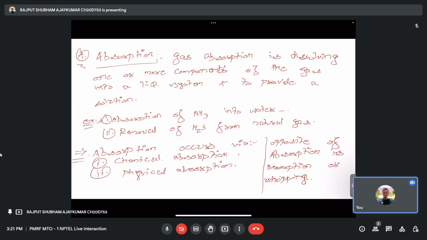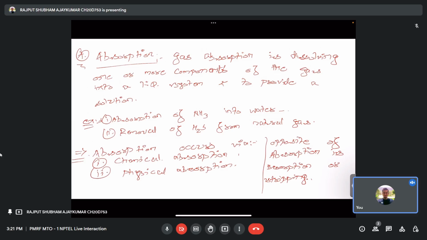And for the multi-components also, the same thing has been derived. So what I will do is that I will not go into the detailed analysis section, but I will show how to selectively absorb a particular gas into the liquid.